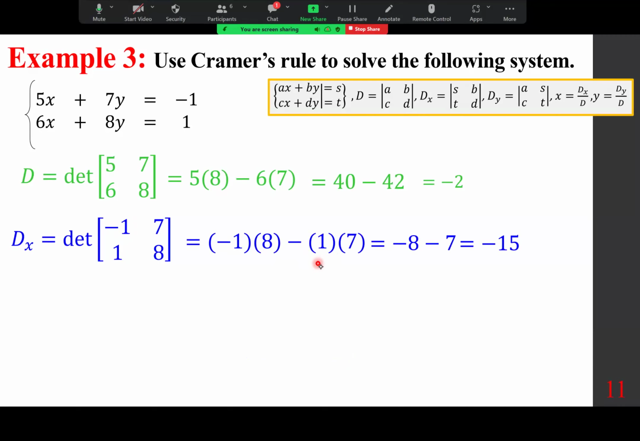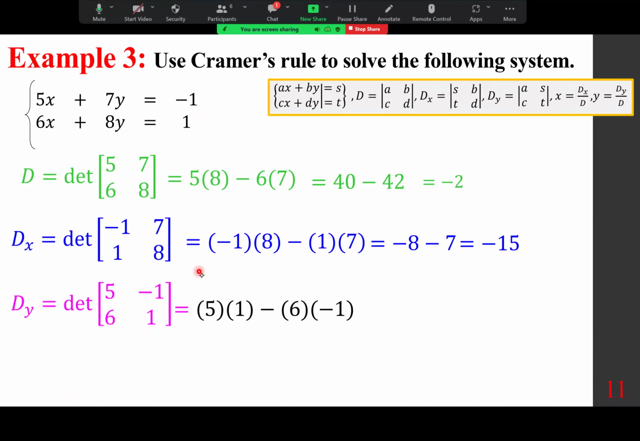What about D sub y? D sub y is the second column that is changed. So this one you keep, this one you change to the constant column. The cross product, 5 times 1 minus 6 times negative 1. And we have 5 plus 6 is 11.